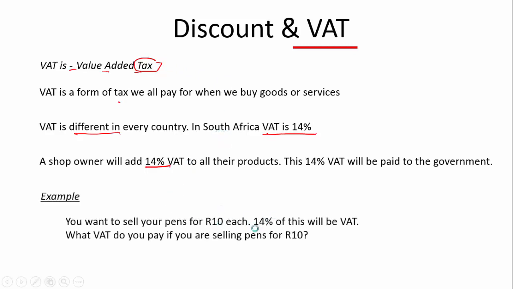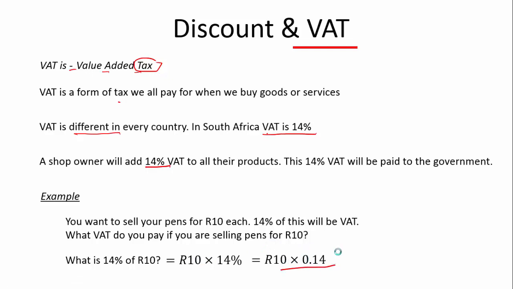You want to sell your pens for 10 Rand. 14% of this will be VAT. What VAT do you pay if you're selling the pens for 10 Rand? So this is money that you will be paying the government. So 14% of 10 Rand is 10 Rand times 14%, which is 10 Rand times 0.14, which is 1 Rand 40. So you've got to take this into account when you're trying to calculate your profit by remembering that 1 Rand 40 of all the pens you sell will be going to tax for the government.